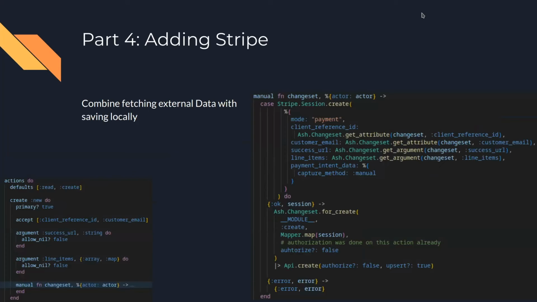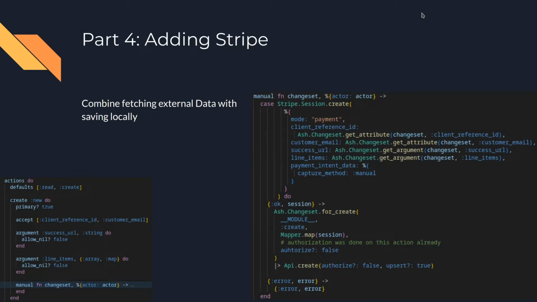Then after that, we had to add the ability for the customers to book the hotel, so we needed to add a payment. We did this with Stripe. This is also an example of how you can combine external data with saving it locally by just calling the API in your action. Here I created an action that is manual. While validation and policies are still done in Ash, all the meat of the work, where the actual logic happens, is wrapped inside this function, where we call the Stripe API to create a new session for the client and persist it in the database afterwards.